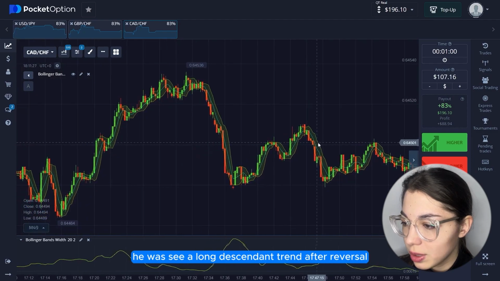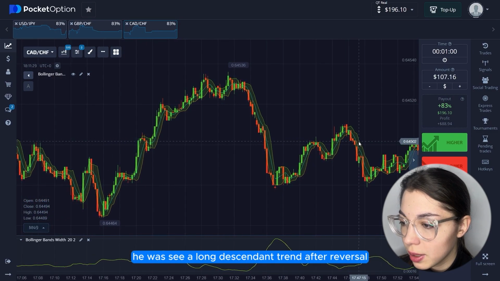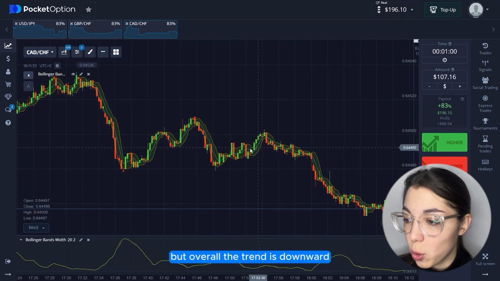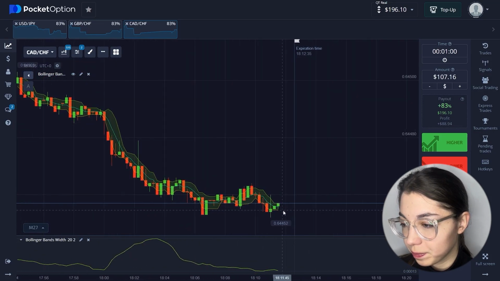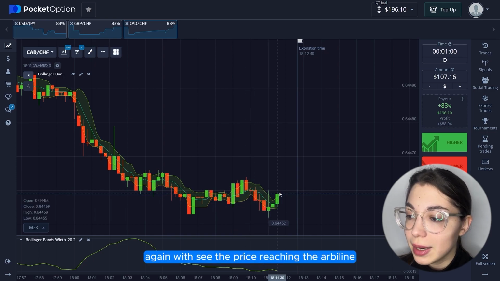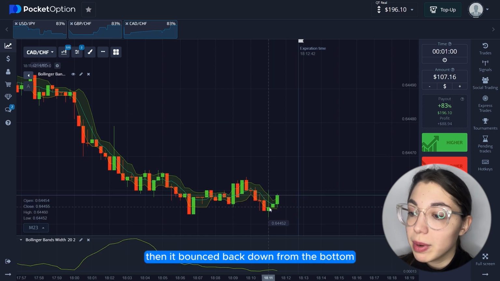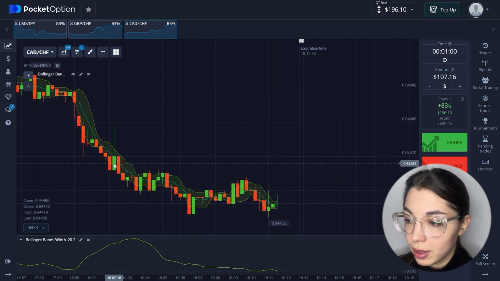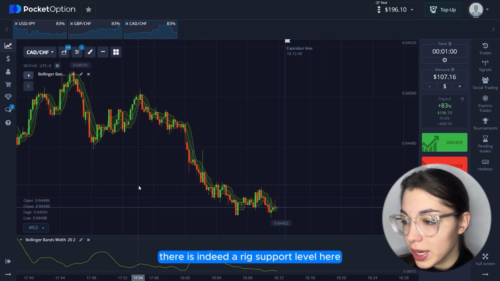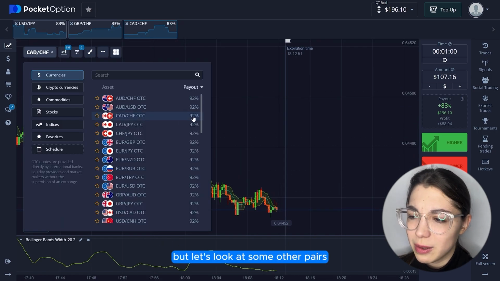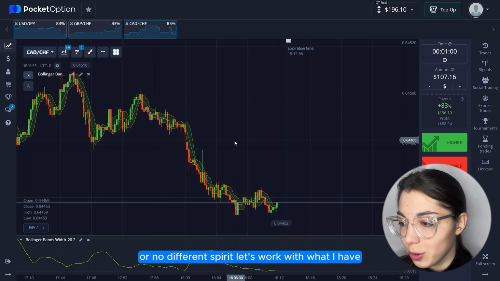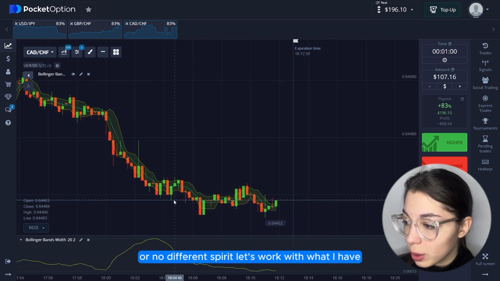Here we see a long descending trend after a reversal. There was an upward movement, but overall, the trend is downward. Again, we see the price reaching the upper line and continuing the trend. Then it bounced back down from the bottom. There is indeed a weak support level here, but let's look at some other pairs. There are no new pairs appearing. Let's work with what we have.